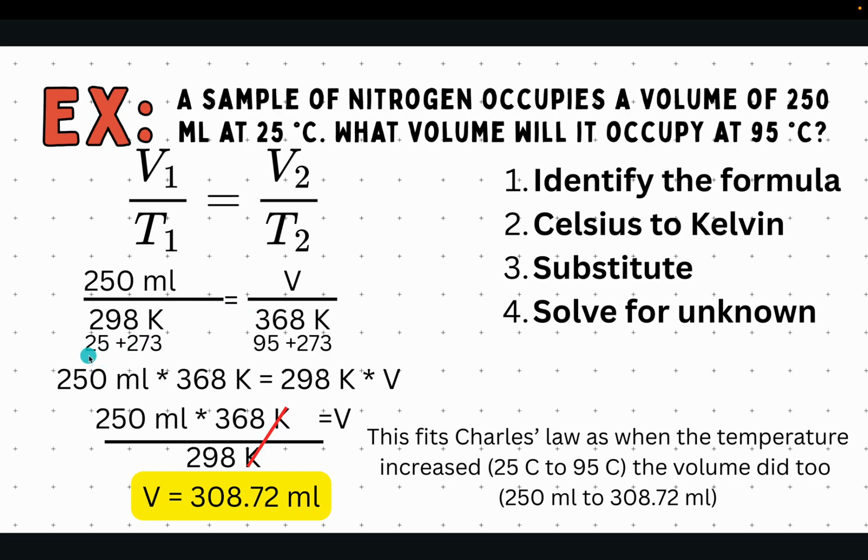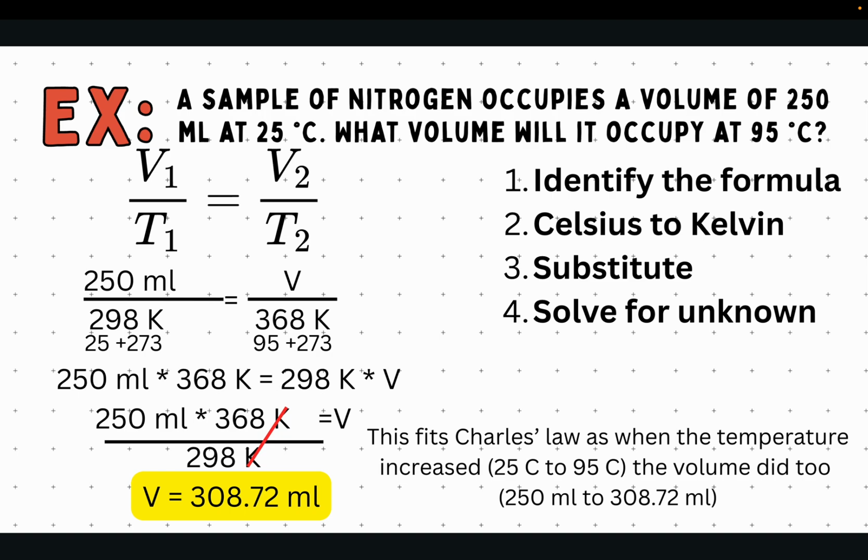So we're going to add 25 and 273 together. Let's remember, that's the formula, C plus 273, and 95 and 273 together. Which gives us 250 milliliters, remember, volume 1, over temperature 1, which is now in Kelvin, 298 K, is equivalent to volume 2, which is what we're trying to find, so that's V, over 368 K, which is the conversion of 95 degrees Celsius to Kelvin.